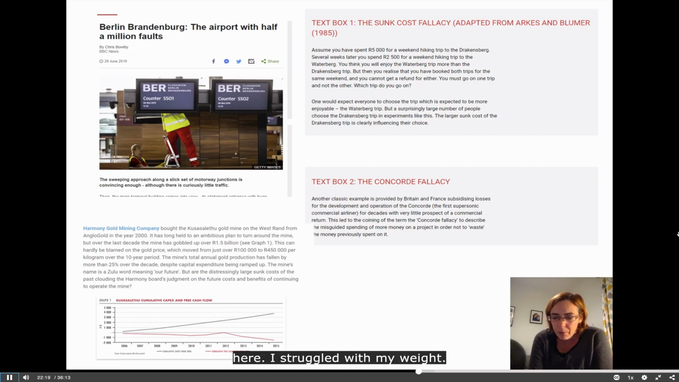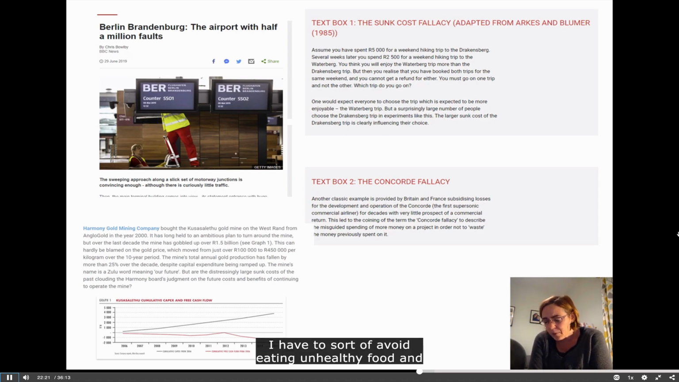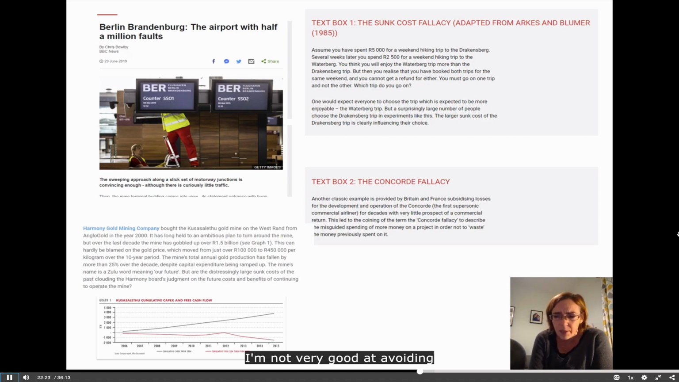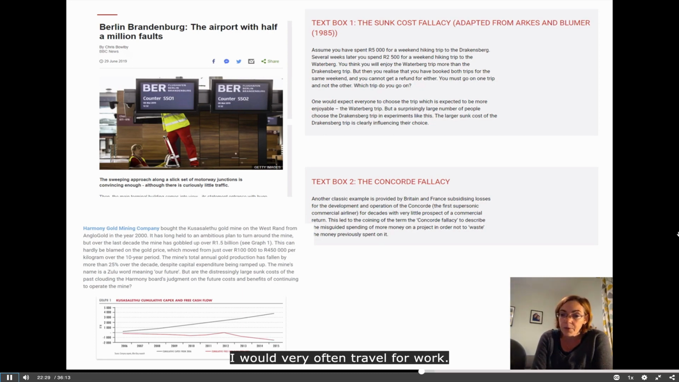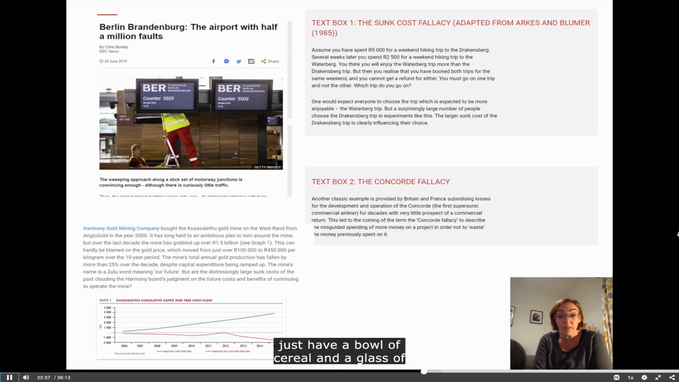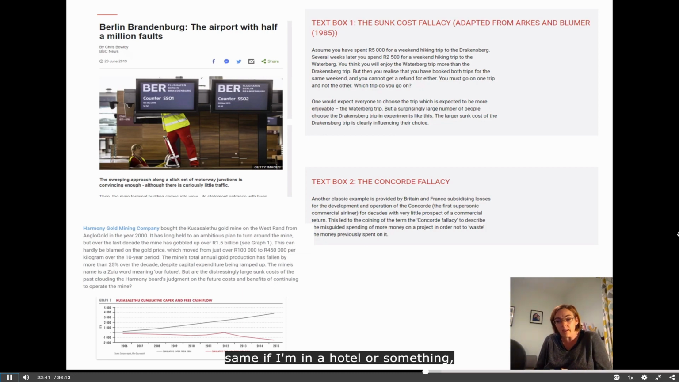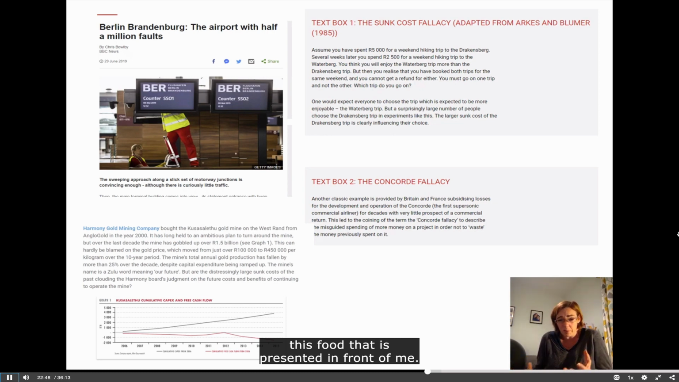I struggle with my weight a lot. I have to avoid eating unhealthy food, and I'm not very good at avoiding it, because I put on weight. Before the pandemic, I would very often travel for work and have to stay over at a hotel, and my breakfast would be included. Even though when I'm at home I just have a bowl of cereal and a glass of juice for breakfast, in a hotel I think, well, someone's paid for my breakfast, so I must have all of this food that is presented in front of me. I don't particularly want it.